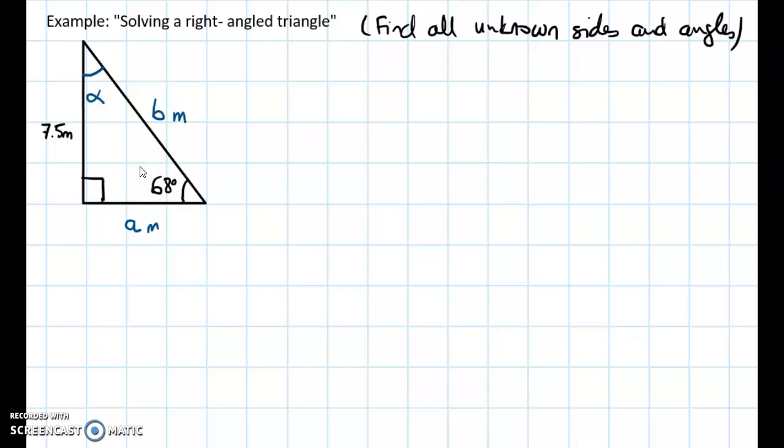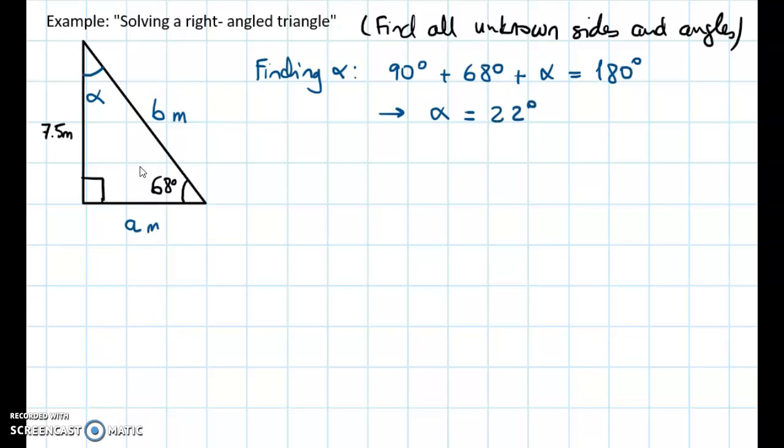I'm going to start by finding alpha because that's the easiest. And here we are going to use the fact that the sum of the angles of a triangle is 180 degrees. In this case, we have that 90 degrees plus 68 degrees plus alpha has to be 180 degrees. So then we can find what our angle alpha has to be. We need alpha to be 22 degrees. You can check that this is going to work.